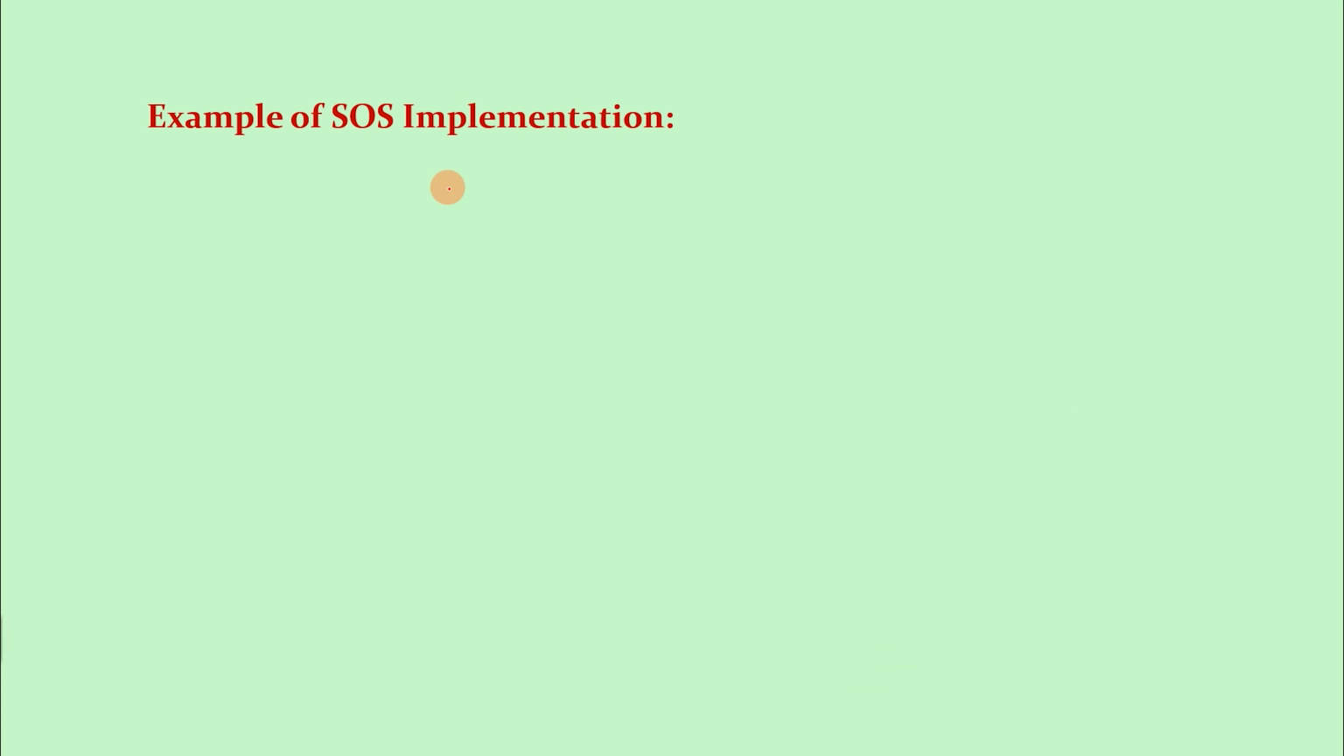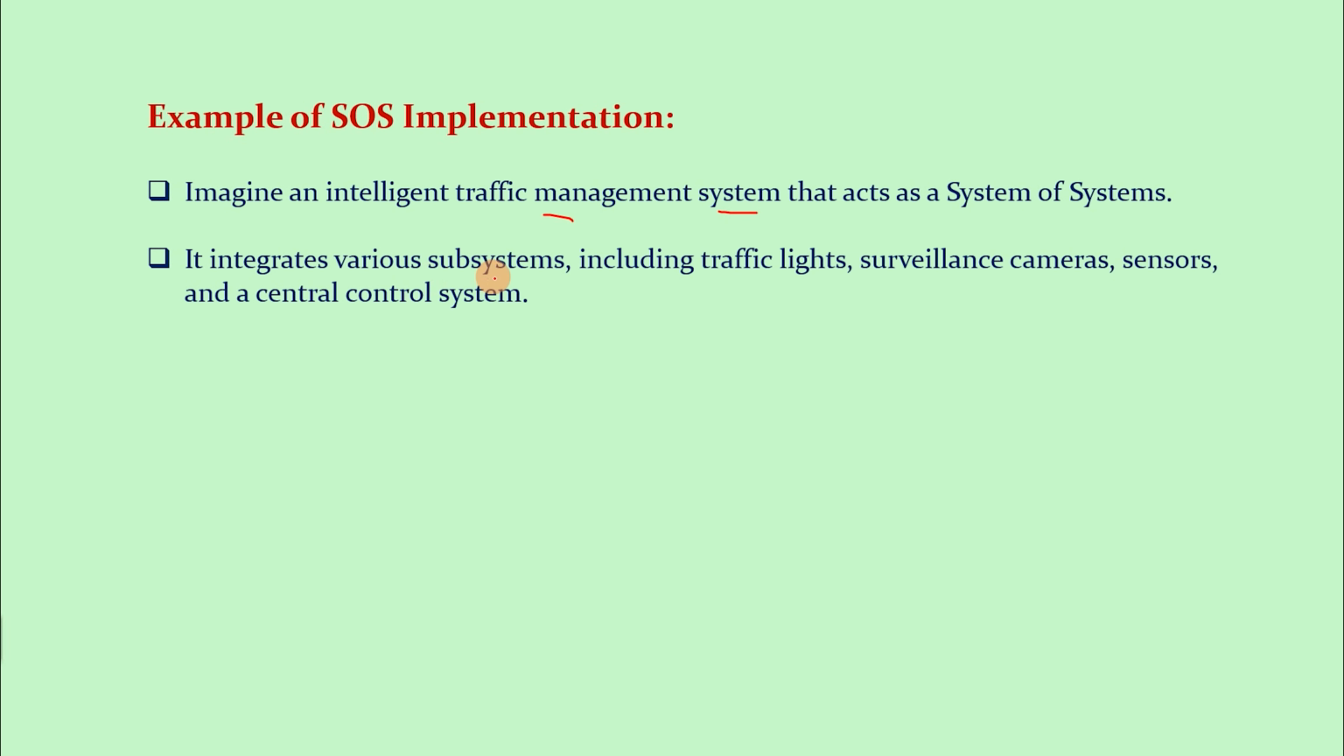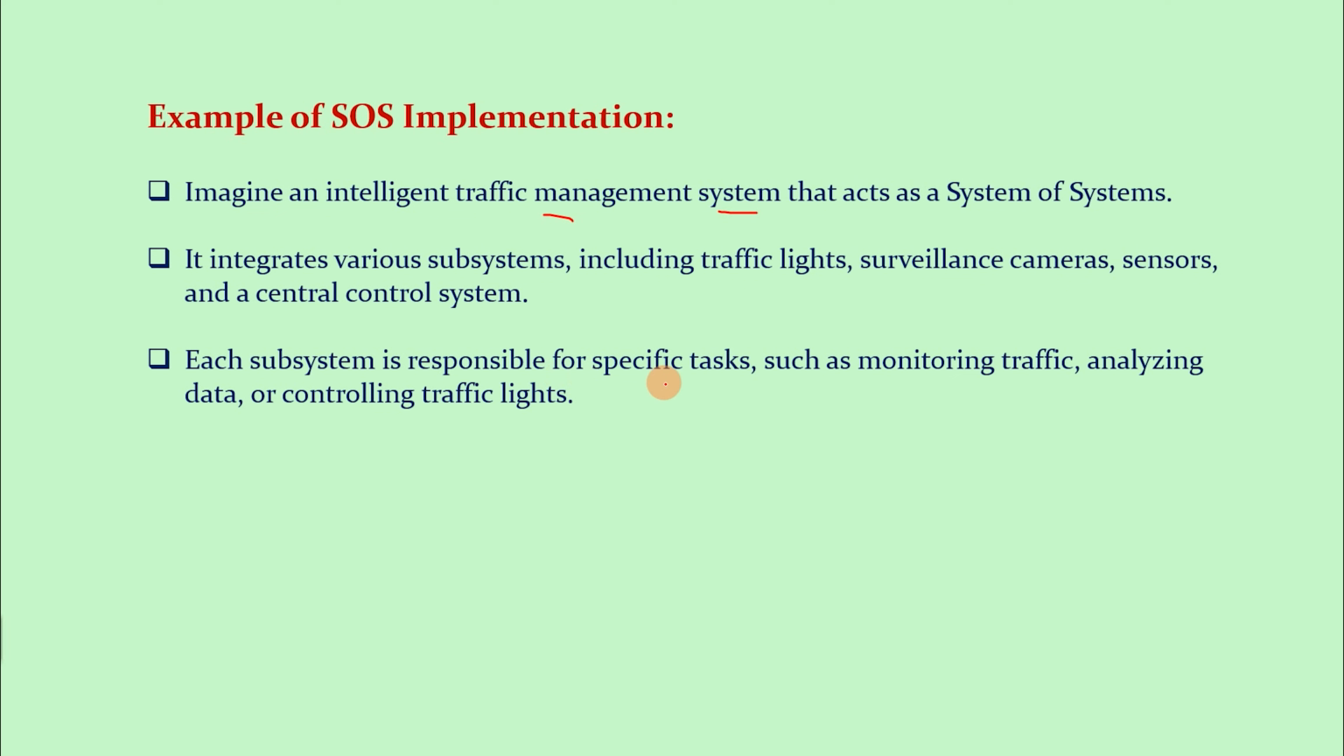Now example of SOS implementation. Imagine an intelligent traffic management system that acts as a system of systems. It integrates various subsystems including traffic lights, surveillance cameras, sensors, and a central control system. Each subsystem is responsible for specific tasks such as monitoring traffic, analyzing data, or controlling traffic lights.